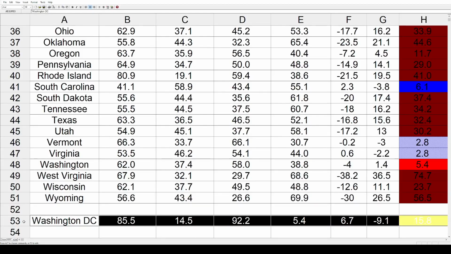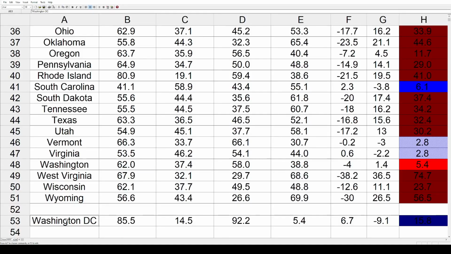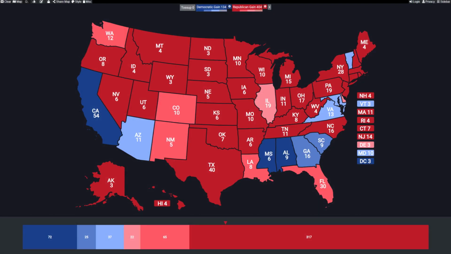Those are the states, but we also have Washington, D.C. That shifted 15.8 toward the Democrats. So that's all the data, all of the states, all of the shifts. And if you want to see it all applied to a map to help visualize, I've got you covered. Here it is, all of the states with the same 3 levels of shading.